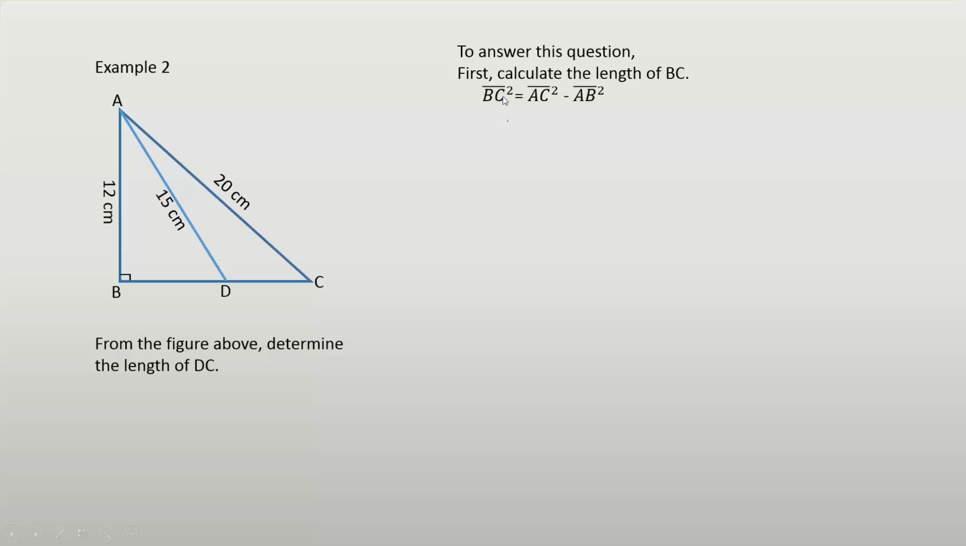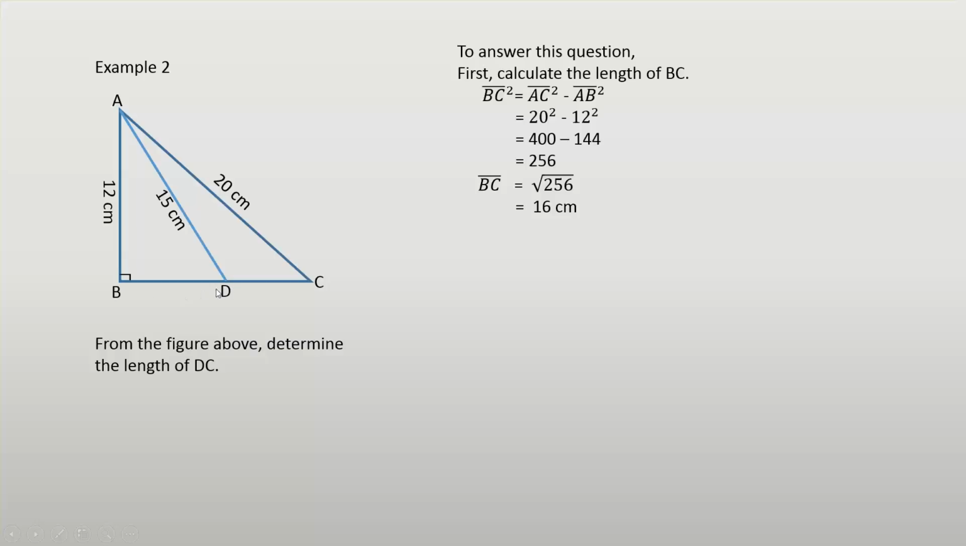So BC square is equal AC square minus AB square equal 20 square minus 12 square is equal 400 minus 144 is equal 256. So BC is equal square root of 256 and the result is 16 centimeter. And then the second step, calculate the length of BD.